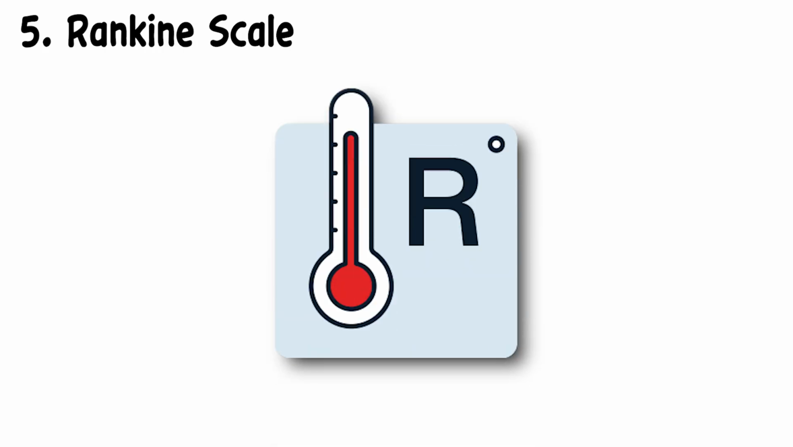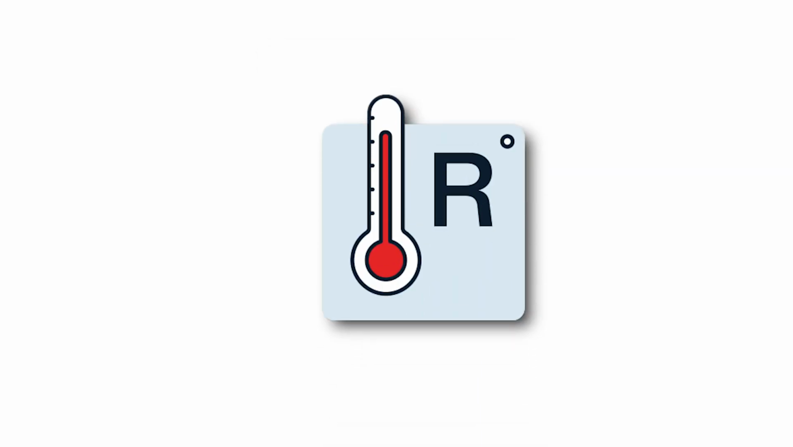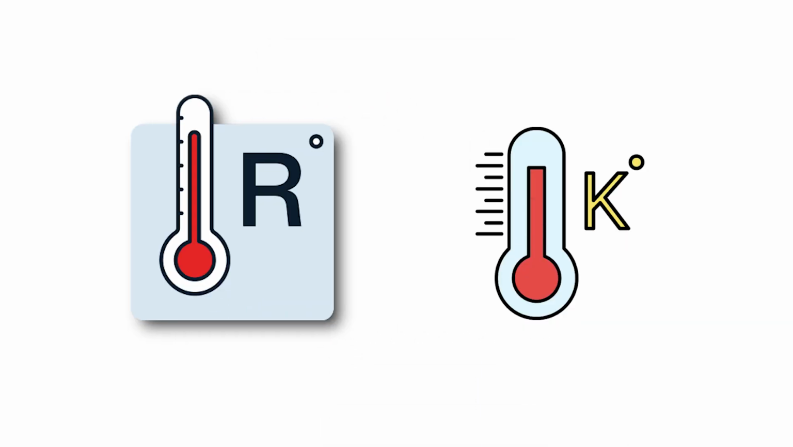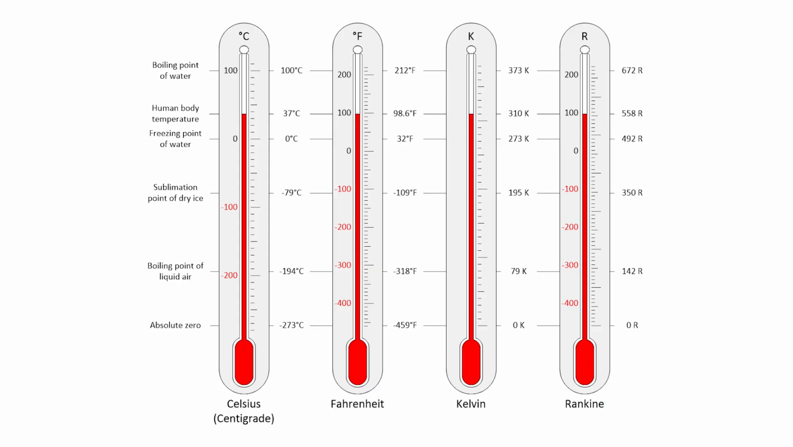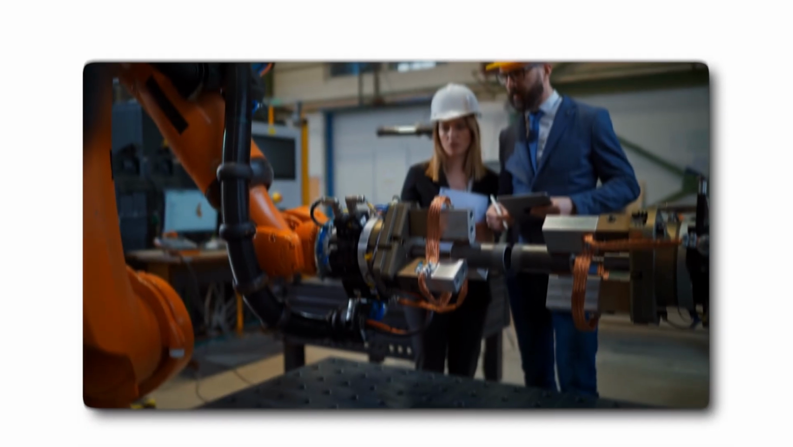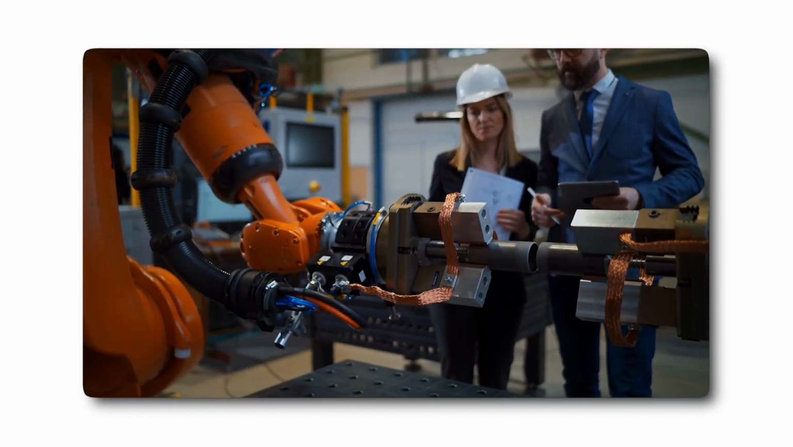Number 5. The Rankine Scale. Named after Scottish engineer William John Macquorn Rankine, this scale is an absolute temperature scale like Kelvin. However, it uses Fahrenheit degrees instead of Celsius. 0 Rankine corresponds to absolute zero, the theoretical point where molecular motion ceases. The Rankine scale is primarily used in engineering fields, particularly in thermodynamics.